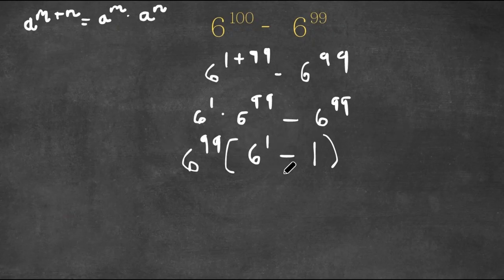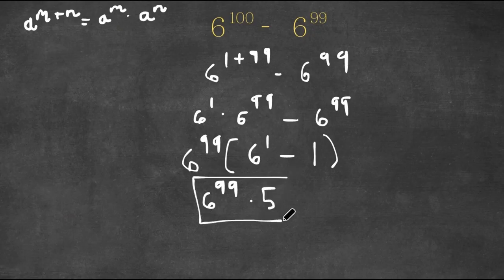So now 6 to the power of 1, which is simply 6, minus 1, times 6 to the power of 99. Now let's solve what's in the parentheses. 6 minus 1 is simply 5. So we have 6 to the power of 99 times 5. And this is the most we can simplify this. So this is our answer.